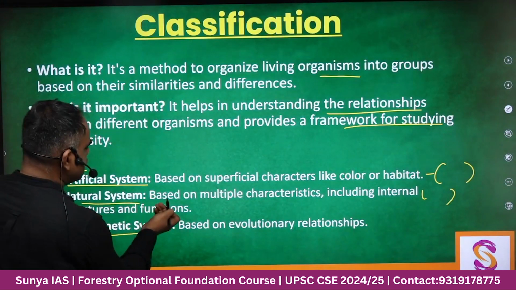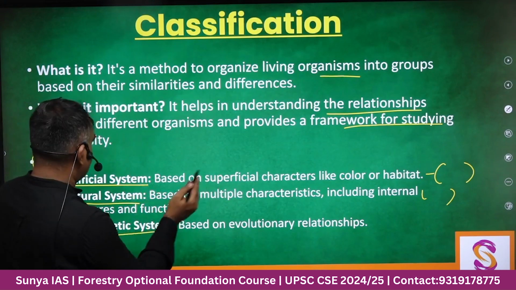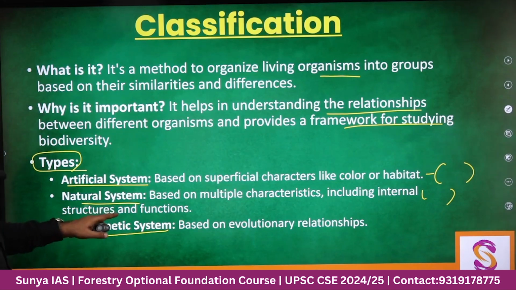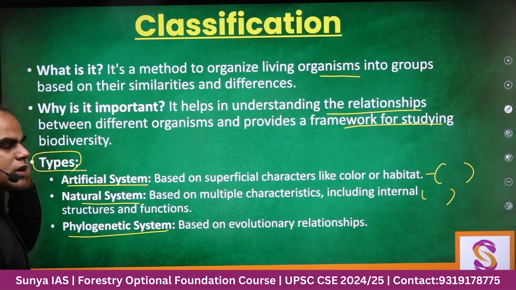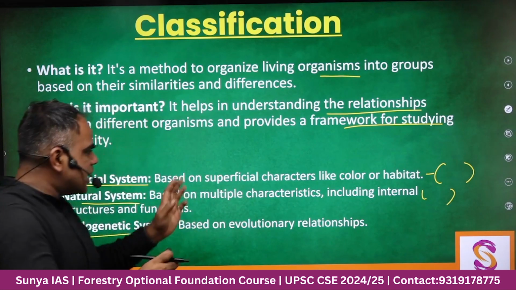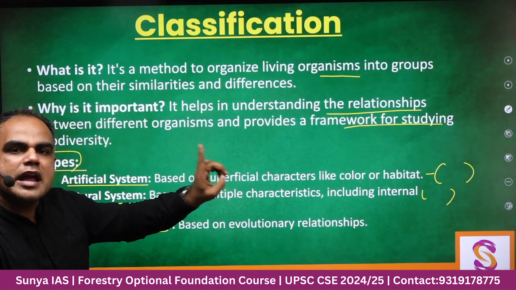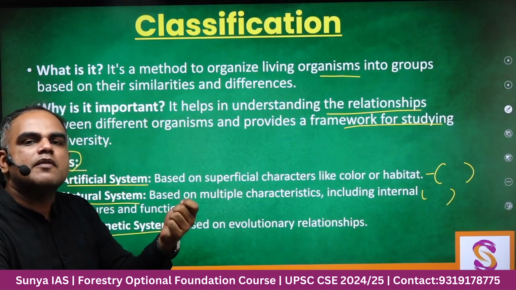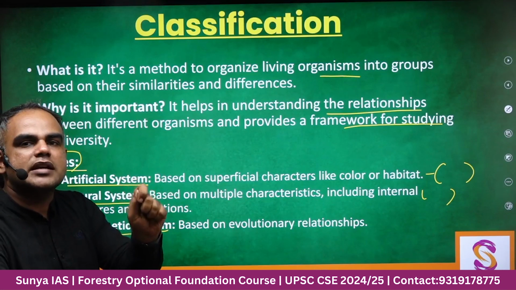Then if I talk about natural, it includes internal structures and multiple characteristics. And then you also have phylogenetic, which is just like omega. This is based on evolutionary relationships, and after some point of time I will add the name of one botanist to each, because sometimes they ask you exactly from the name of a botanist what this classification is related to.